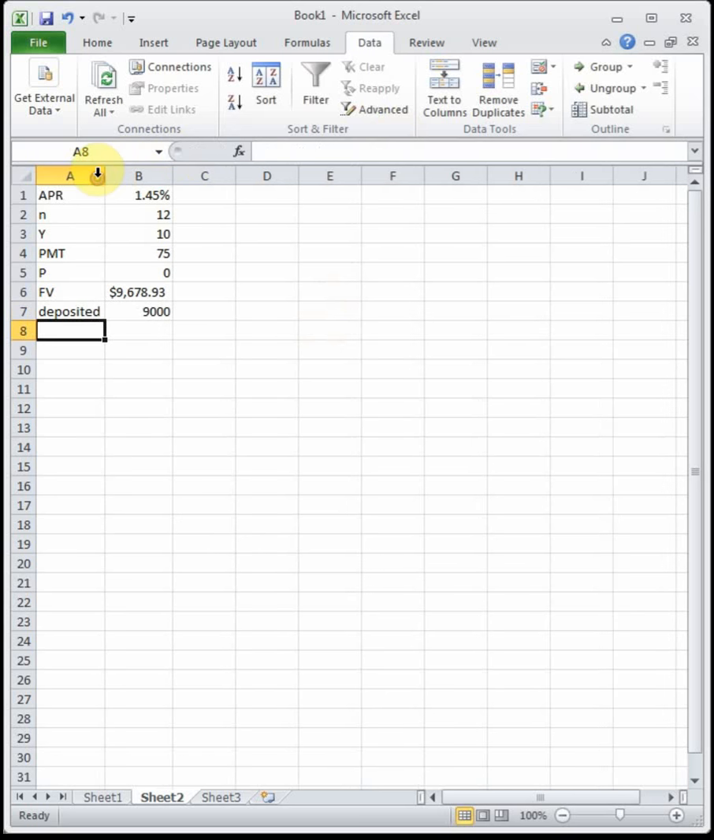So his total interest would be the amount he ended up with minus the amount he deposited. So he made almost $700. He made $678.93 in interest. That's pretty good. All right, let's go to the next page and do some more.